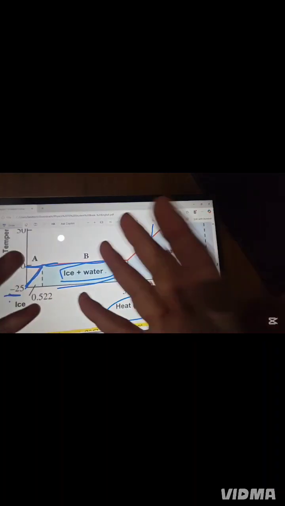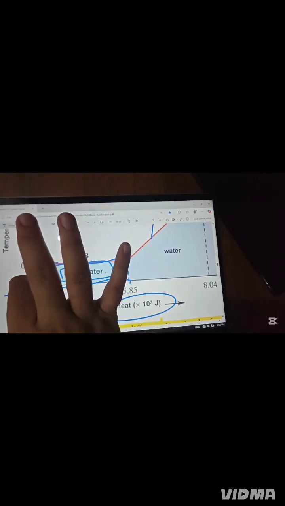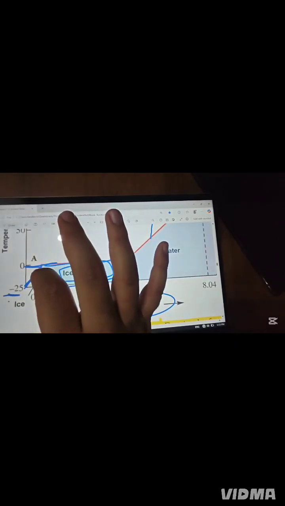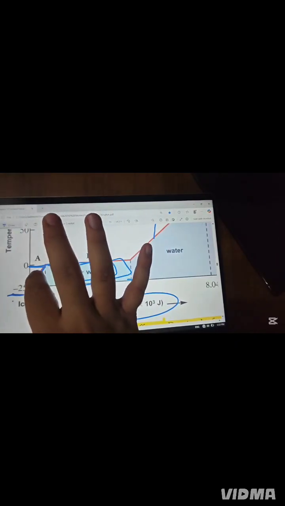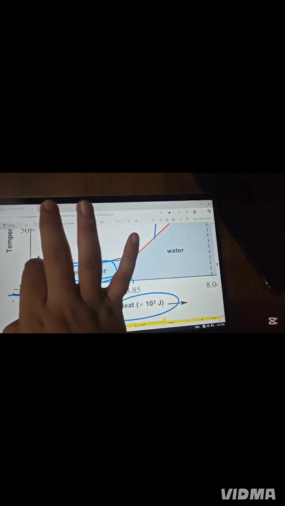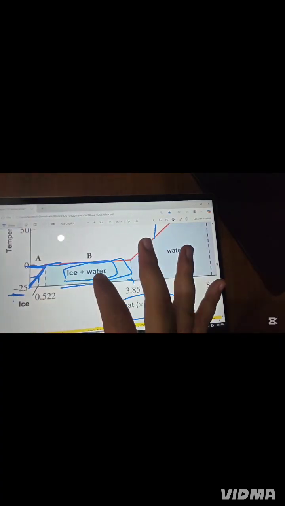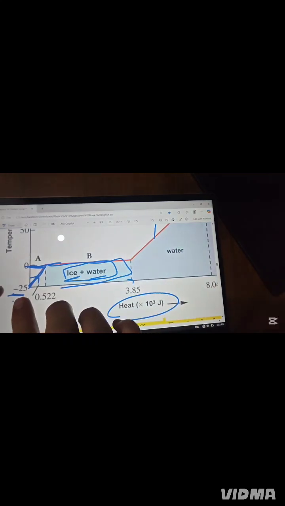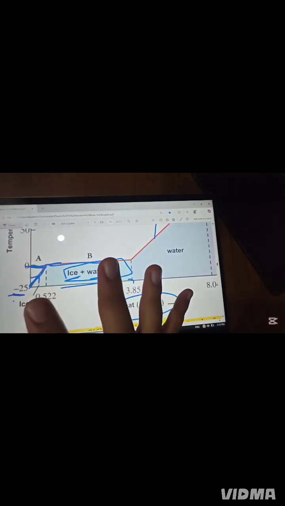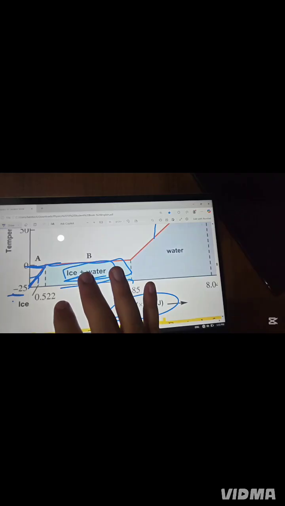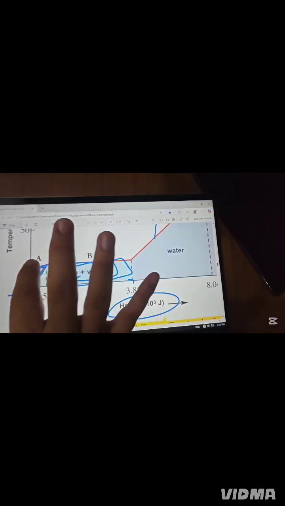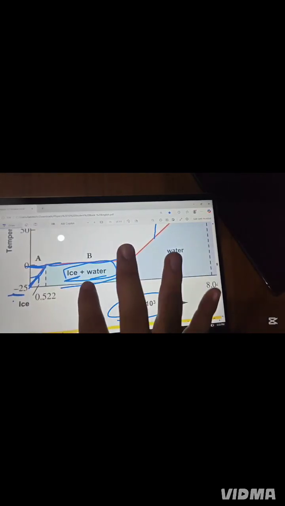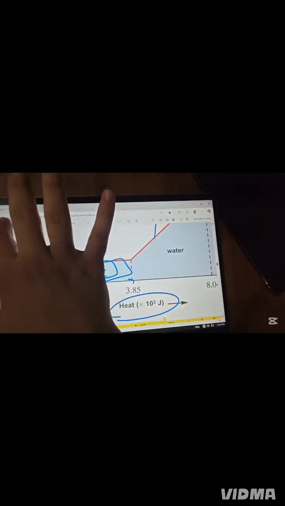Because first it was negative 25 Celsius, but we gave them energy, and the energy is going to increase until it reaches 0 Celsius. So here, half of them ice, half of them water. But part A was totally freezing, negative 25 Celsius. But we give them energy until the temperature becomes 0 Celsius. So part B is half water, half ice.